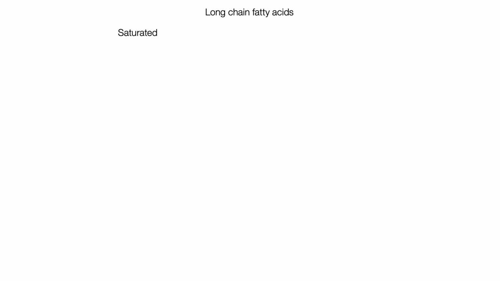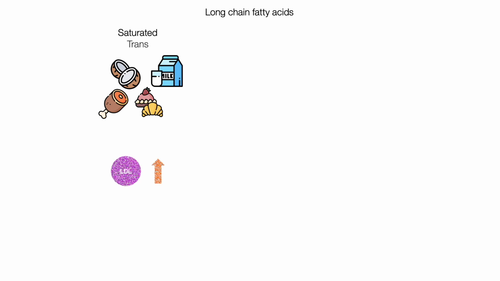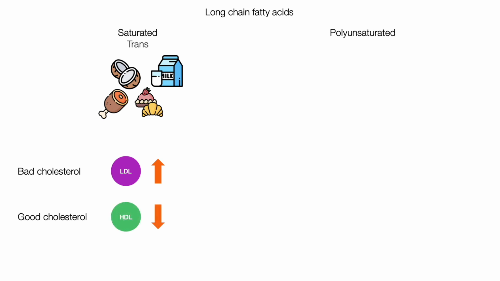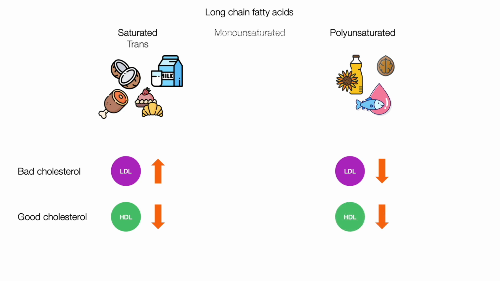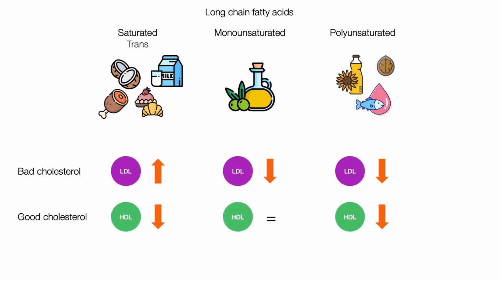Saturated long-chain fatty acids abundant in foods such as coconut, whole milk, fatty meat, or pastries, as well as trans fatty acids, increase low-density lipoproteins, or bad cholesterol, and decrease high-density or good cholesterol. Polyunsaturated fatty acids such as those present in sunflower oil, walnuts, or oily fish seem to decrease low-density lipoproteins, but also high-density ones. Monounsaturated fatty acids such as oleic acid seem to decrease low-density lipoproteins without affecting high-density ones, so these fatty acids are the most recommended.